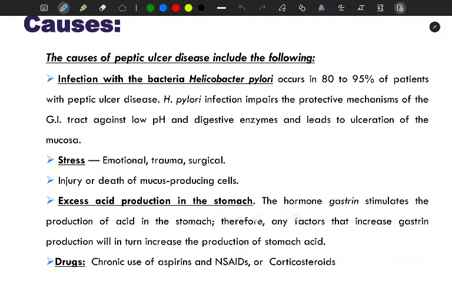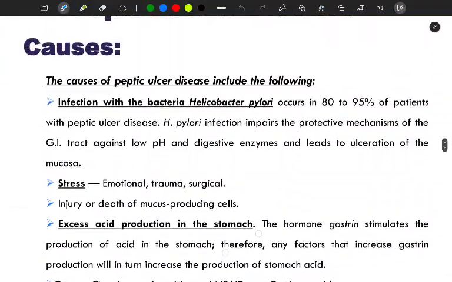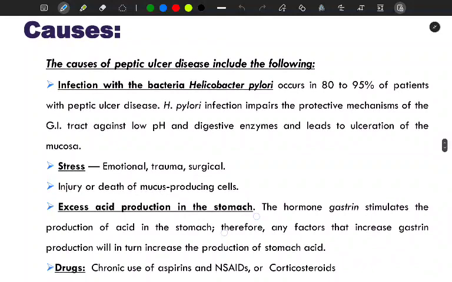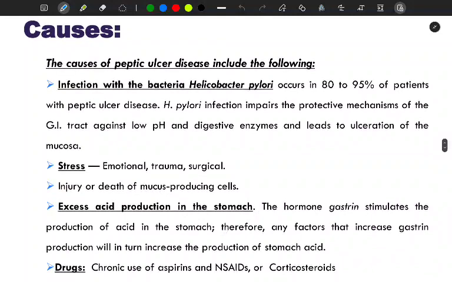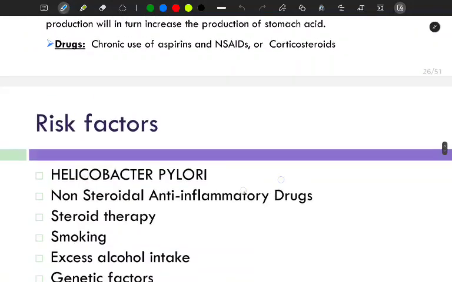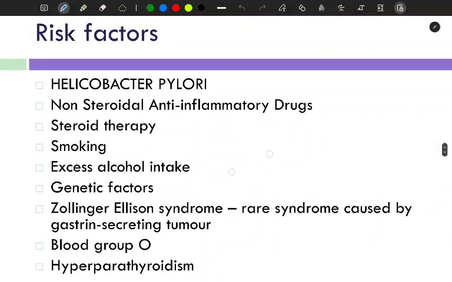Next. Causes: infection by Helicobacter pylori, 80 to 95% as we said; weakened immune system, stress, emotional trauma, surgical stress, excess acid, lack of protection, and drugs. We have mentioned that. Next, please. Risk factors, we mentioned that. H. pylori is at the top. No H. pylori, no ulcer. NSAIDs, steroids, smoking, alcohol, genetics, Zollinger-Ellison syndrome, gastrin-secreting tumors, blood group, or hyperparathyroidism.